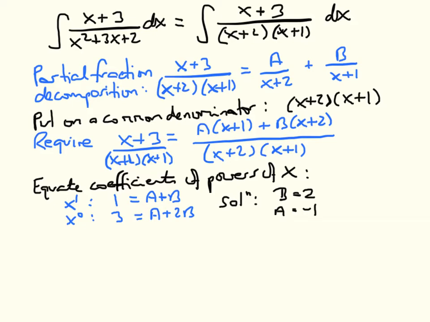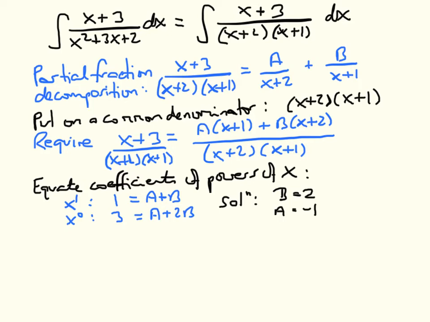And let's just check this carefully by looking at the other equation. So in the other equation we have a, which is minus 1, plus 2b, 2 times 2 is 4, minus 1 plus 4 is 3, and that's exactly what we have here. So that works. So we should always check solutions to sets of simultaneous equations, and we now know with confidence that this is the right answer.